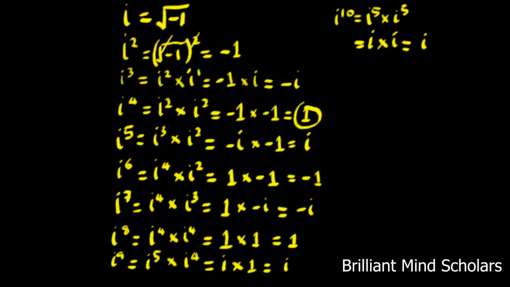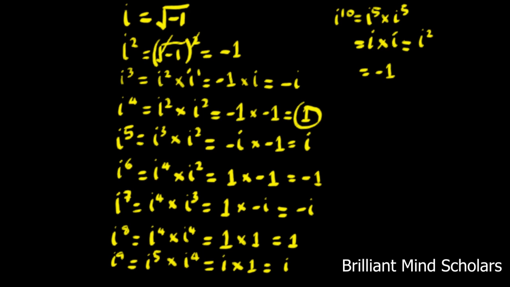And in the aftermath, I raised to power 10 will give us minus 1. How is this? I times I would give us I squared. But notice that I squared from our studies gives us minus 1. So in the aftermath, our final answer for I raised to power 10 will give us minus 1.